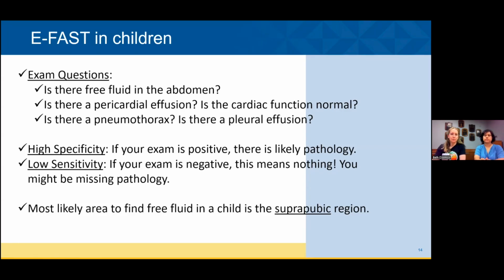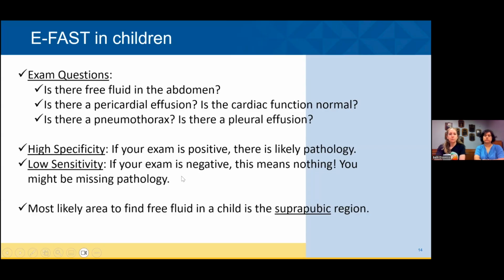You might be missing some pathology because children don't have injuries that often have as much free fluid. And so you might not see even when an injury is present. So we kind of caution our trainees, if you see something, great. If you don't see something, it doesn't mean it's not there. You may need to repeat your exam at a later time or use other imaging modalities if available.